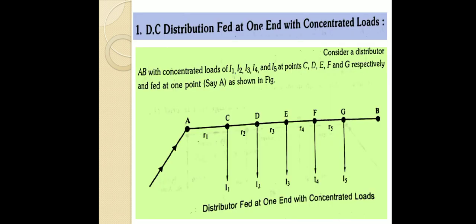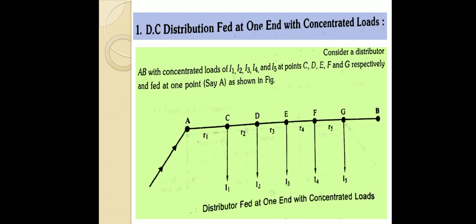First of all, DC distribution fed at one end with concentrated loads. Here consider a distributor. The figure shows a DC distributor AB, which is fed at point A, and concentrated loads of I1, I2, I3, I4 and I5 at points C, D, E, F and G respectively. The figure shows that the tappings are taken from the AB distributor at points C, D, E, F, G.